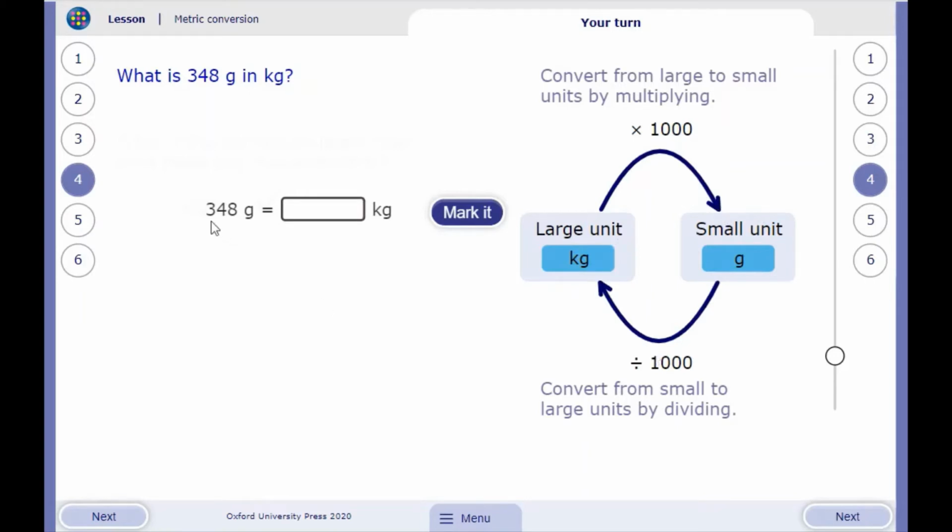So if we want to work out 348 grams in kilograms, this is a small unit because we're in grams. To get to kilograms, we need to divide, because what we're going to do is work out how many thousands fit into 348, which will tell us how many whole kilograms we've got, or bits of a kilogram that we've got. So we're going to do 348 divided by 1,000. Let's work that out back on that website again.